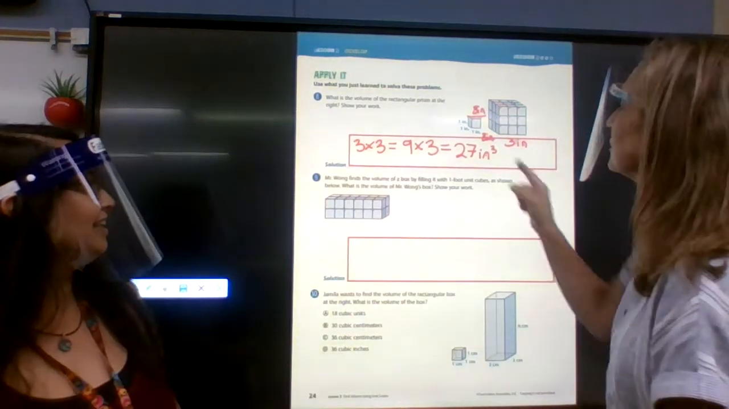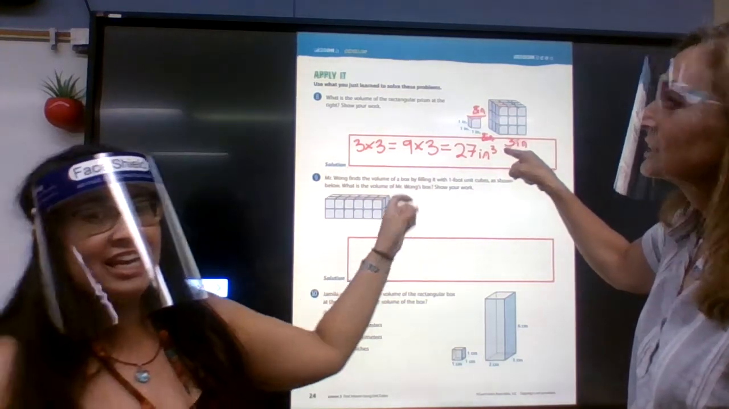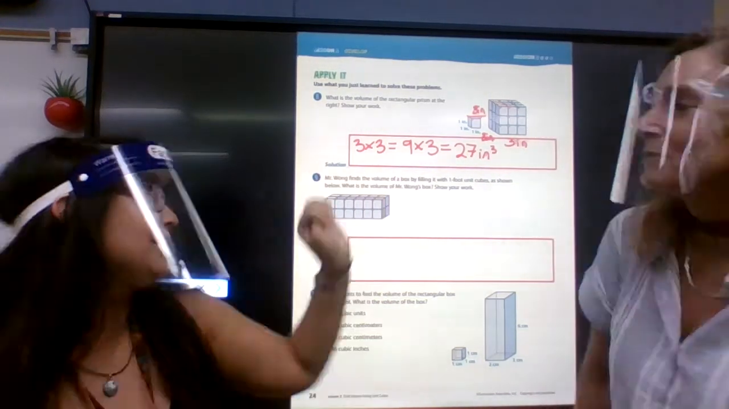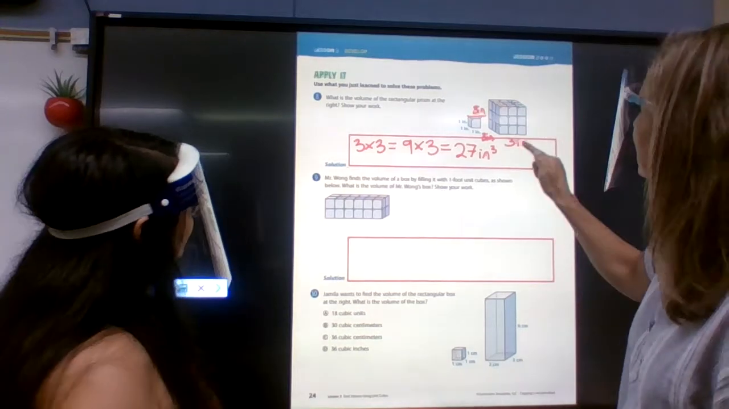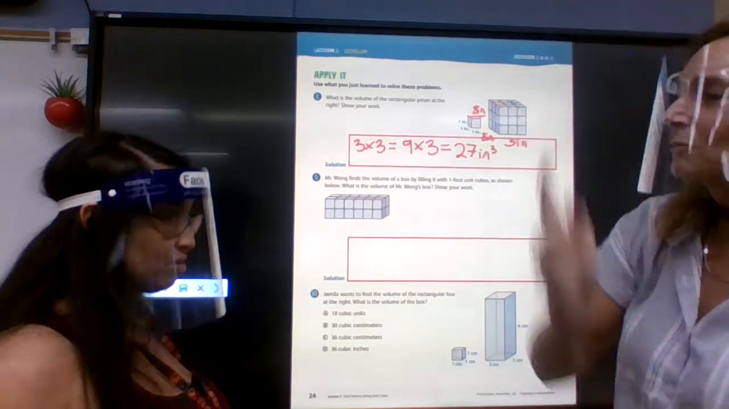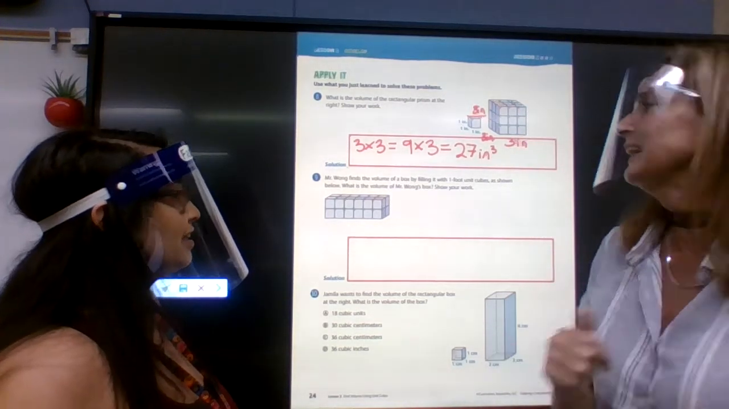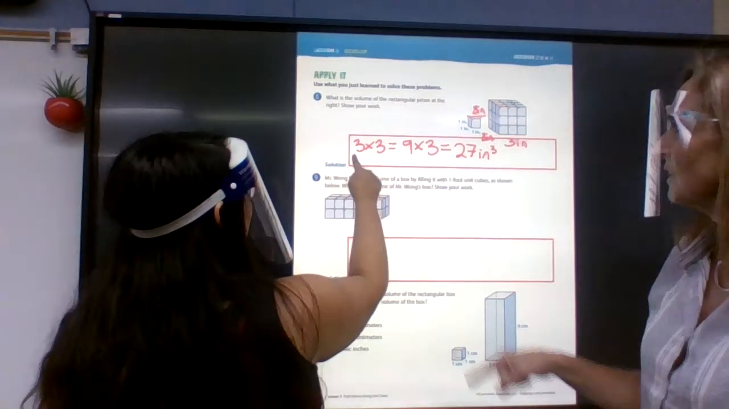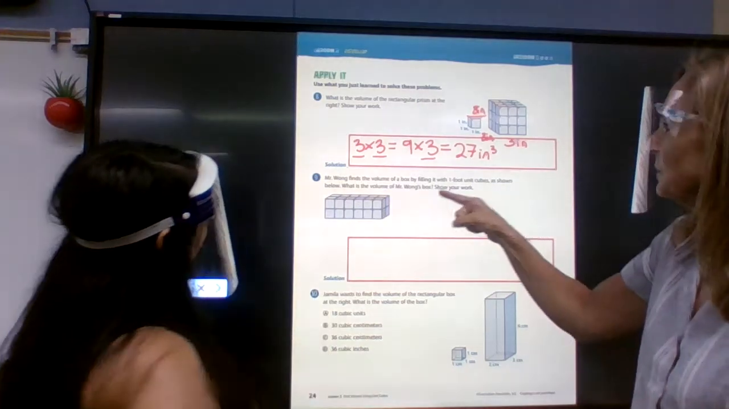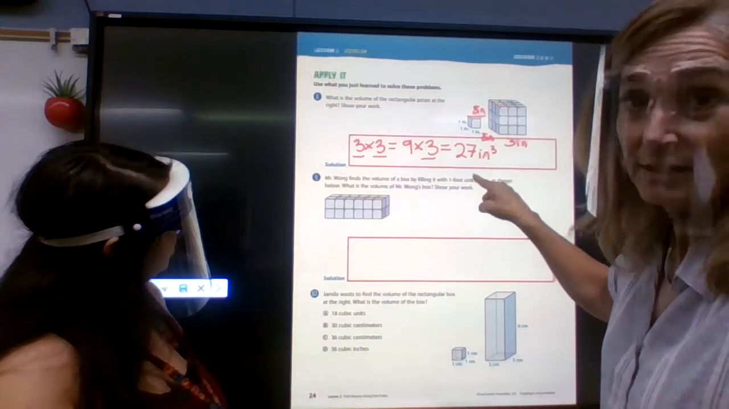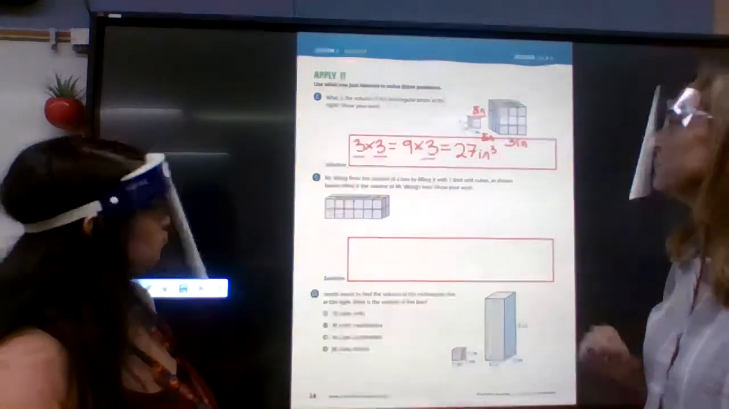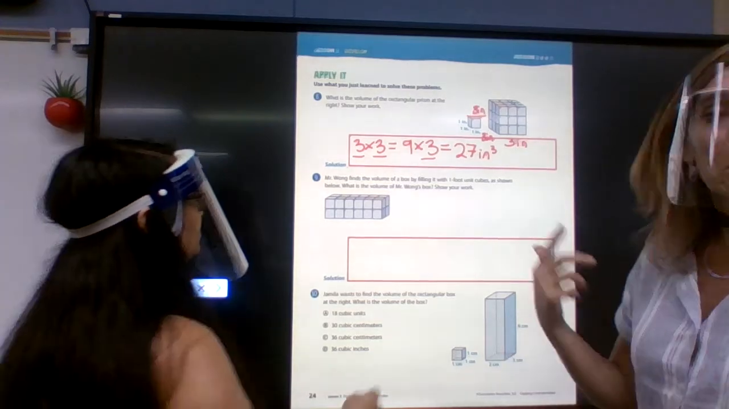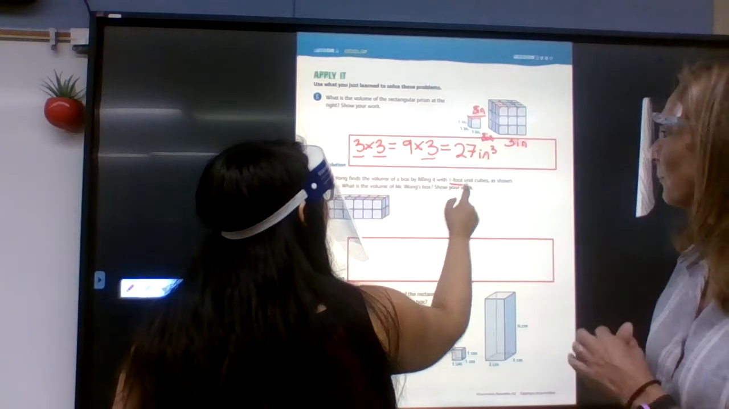All right, so it's 27 inches cubed. Oh, right. So it's 3 times 3 times 3. I like it. Okay, so now we have Mr. Wong finding the volume of this box. So he's filling it with 1 foot unit cubes as shown. What's the volume of his box? So, how can we go about solving that one?